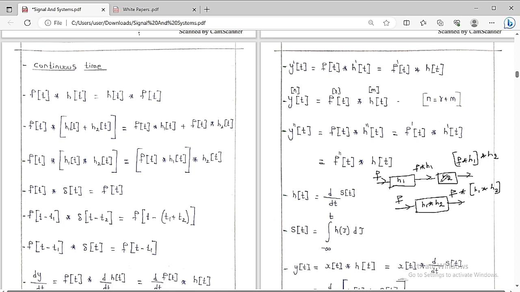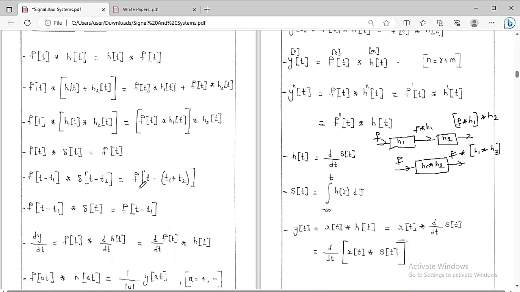So finally, I can say, if you are going to connect the systems in cascade fashion, then the simplified circuit will have the impulse response which is the combination of all the individual system impulse responses. If you are going to connect the systems in parallel fashion, then the simplified circuit will have the impulse response which is a summation of all the individual impulse responses. So this is a point you always have to keep in your mind.